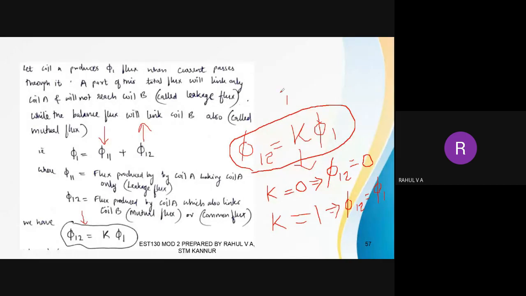Then if K is equal to 0.5, what is the meaning of that? 0.5 means half. Only half of the flux produced in the primary winding reaches the secondary. So with the help of this term called coefficient of coupling, we can understand the working of that component, how efficient the component is, and here the component means the transformer.